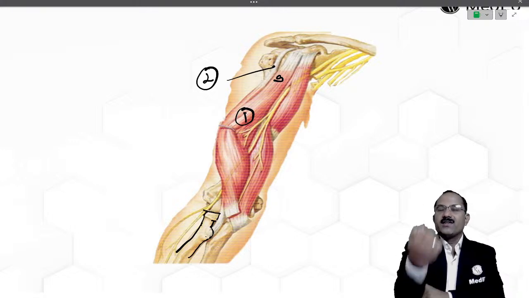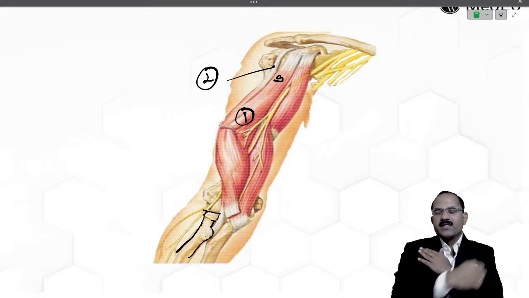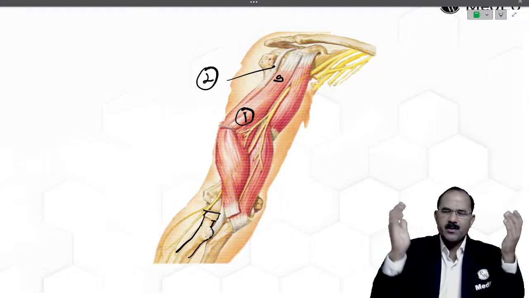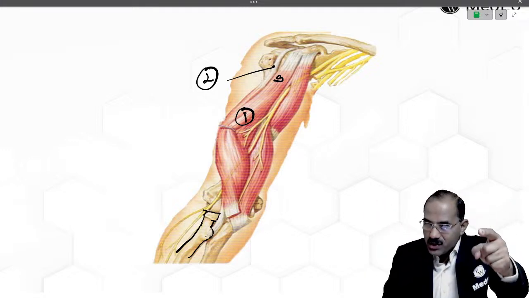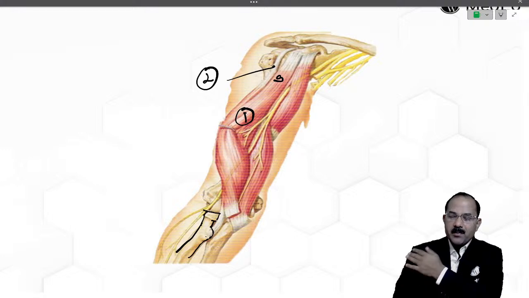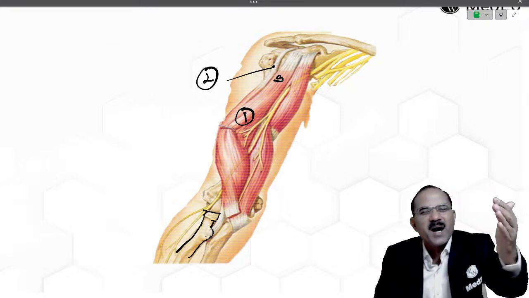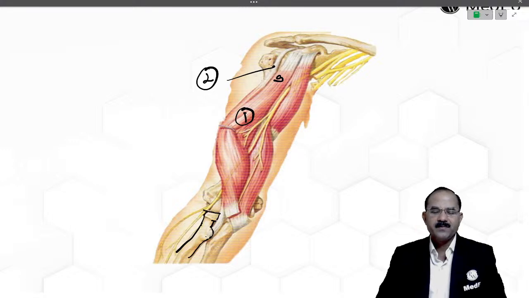It is a flexor of the elbow joint. It's a flexor of the shoulder joint. That's about the biceps brachii. In addition, the long head of biceps brachii prevents the upward dislocation of the humerus. Clear?